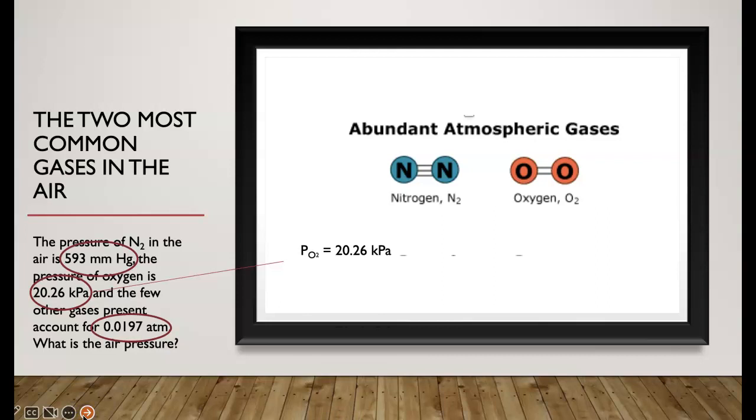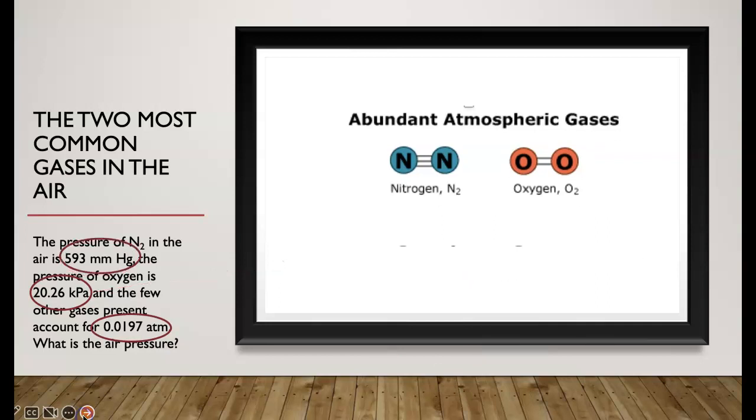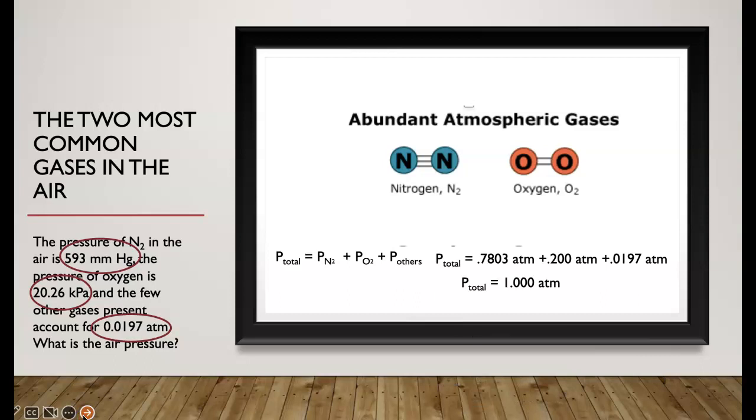Then I do the same thing with our kilopascals from oxygen, convert those to atmospheres using my dimensional analysis. I've already got my other gases present. I simply add those all together to get a total atmospheric pressure of 1.000. And I should have probably rounded that to 3 significant figures based on the measurements here. So it shouldn't be 4 significant figures here, just 3.